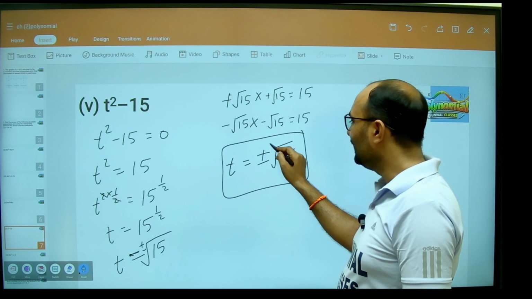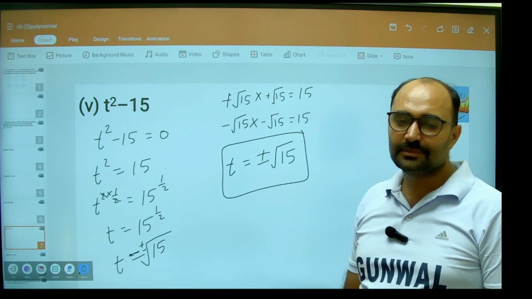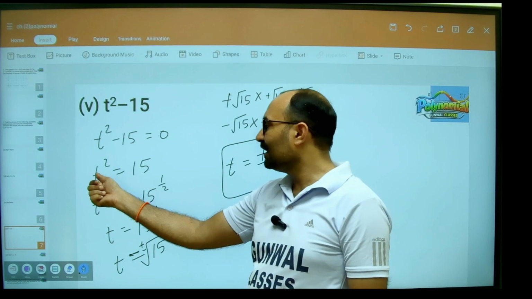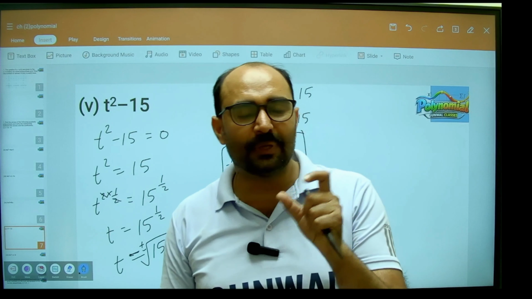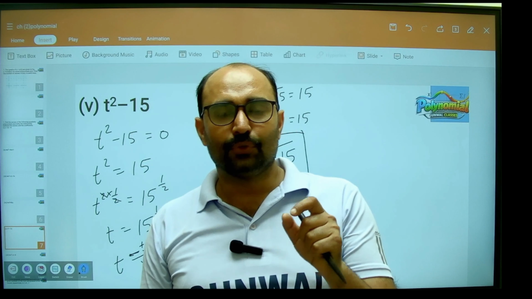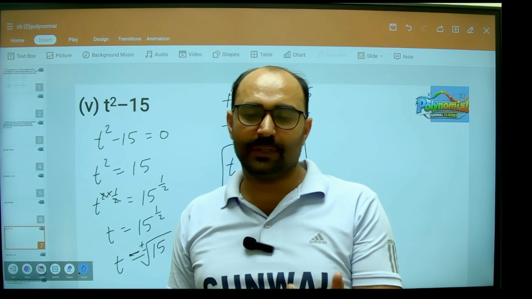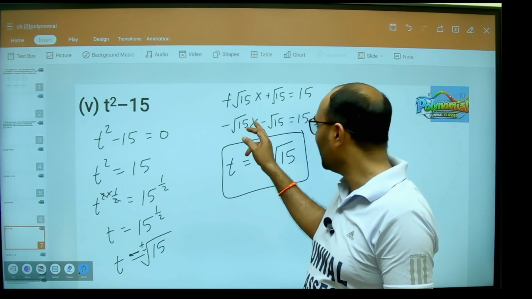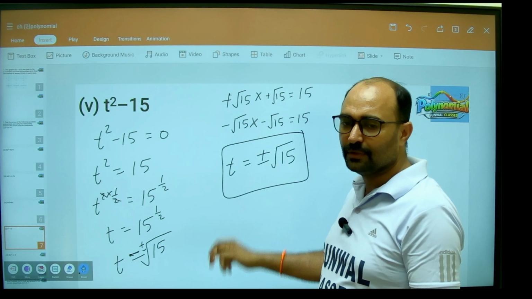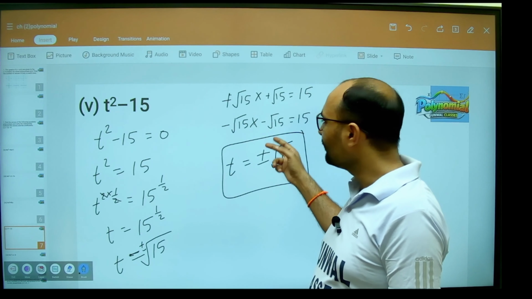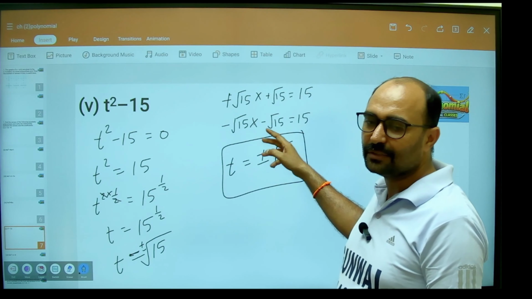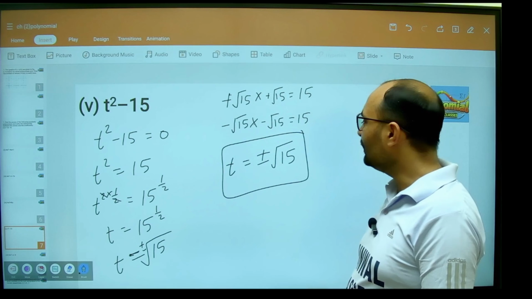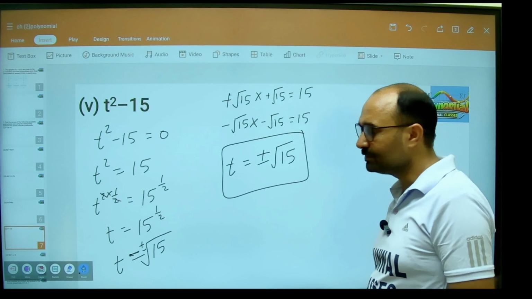I hope ये clear हुआ होगा, plus minus क्यों write करते हैं, because t square is 15. इसका मतलब 15 आया है किसी दो numbers को multiply करने पर. Root 15 into root 15 is 15, minus root 15 multiply minus root 15 is also 15. So we don't know by which we get 15. तो both can be the answer. तो t is equal to plus minus root 15.